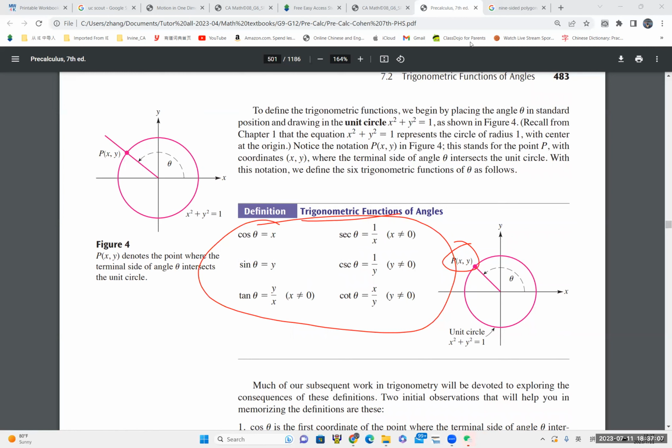For example, when theta is an angle within 90 degrees, then we also have the terminal point x, y here. So, for example, sine theta is equal to opposite over hypotenuse. Here, the hypotenuse is 1 because it's the unit circle. The opposite is y. So that's the reason it's equal to y. So they match each definition.